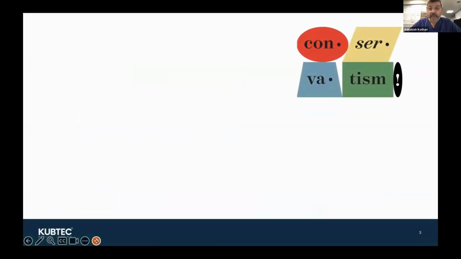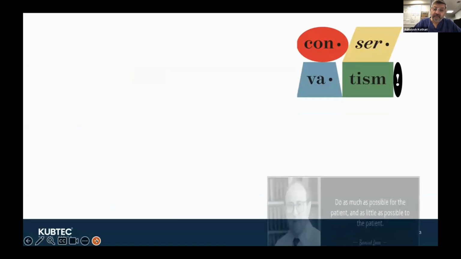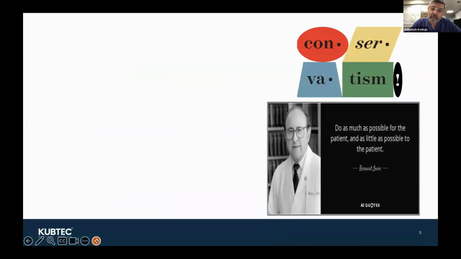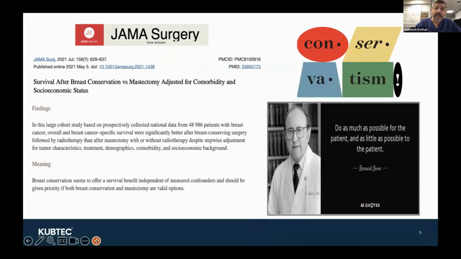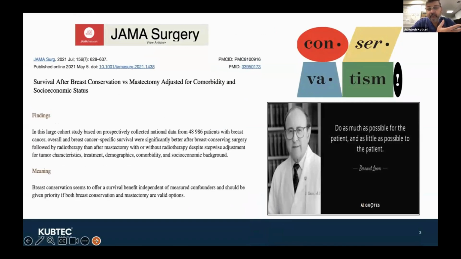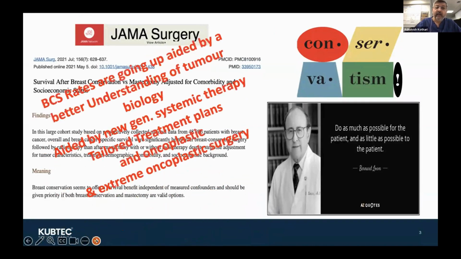There's no doubt that we are now living in a world of conservatism, and the whole medical ethos is moving towards doing as much as possible to the cancer or to the disease and as little as possible to the patient. We know now from various publications that survival following breast conservation, when compared to mastectomy, in terms of quality of life, comorbidities, and overall survival, makes no difference. And we are moving towards more and more breast conserving surgeries.